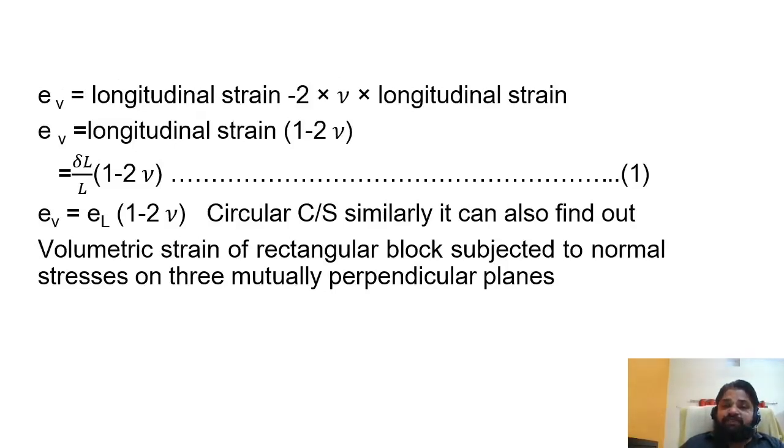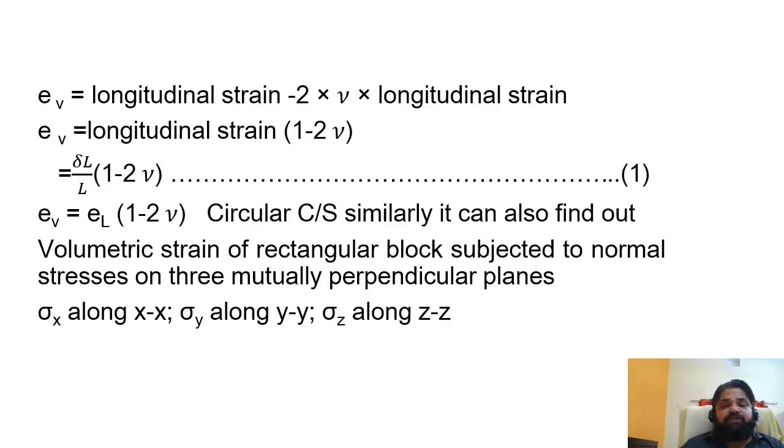Normal stresses, or direct stresses, are the stresses which create the volumetric strain; without them no volume change will occur. The rectangular block has to be subjected to normal stresses on 3 mutually perpendicular planes. If the stresses applied are sigma x along xx, sigma y along yy, and sigma z along zz, then the relations we got will hold.